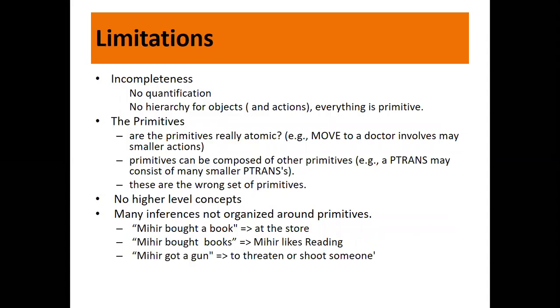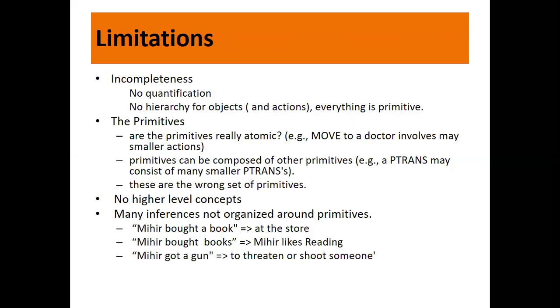Now, what are the limitations? It is incompleteness. Why? Because no quantification can be associated here. No hierarchy for objects and actions. Everything is primitive. You don't have an easy relationship here. The primitives are really atomic. For example, moving to a doctor involves many smaller actions. Primitives can be composed of other primitives, which is not shown there. P-trans may consist of many smaller P-trans. Now these may be the wrong set of primitives, which need to be reformed, or more need to be added. No higher level concepts. Many inferences are not organized around primitives.